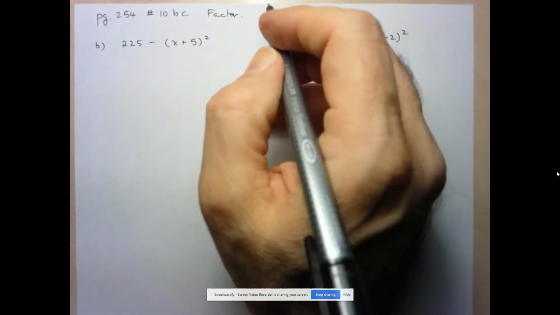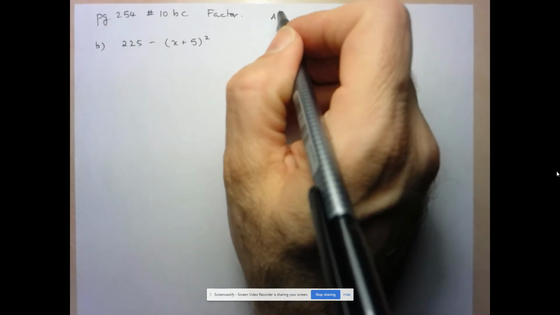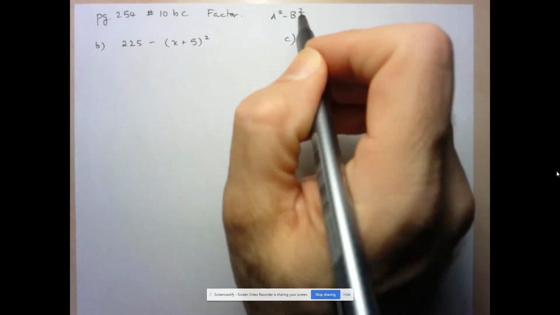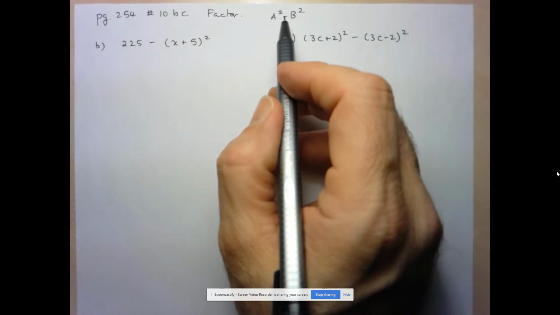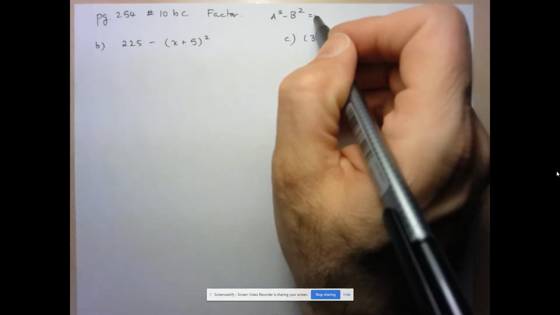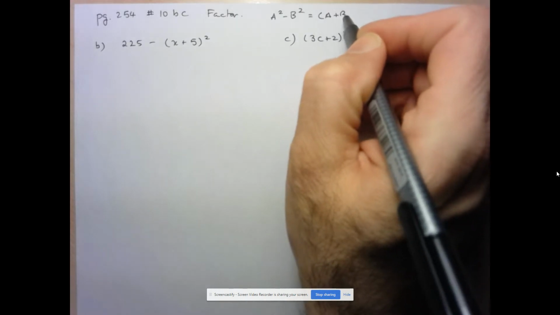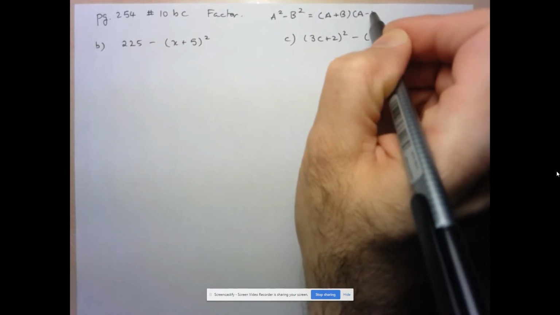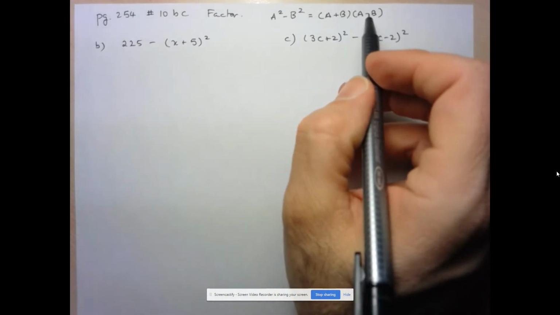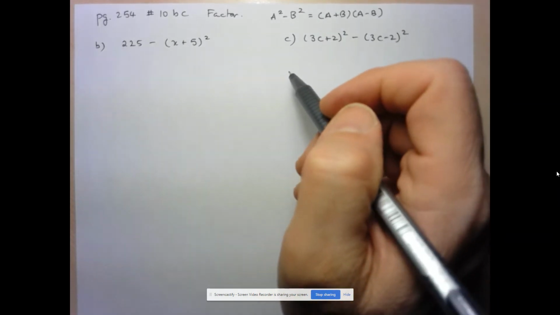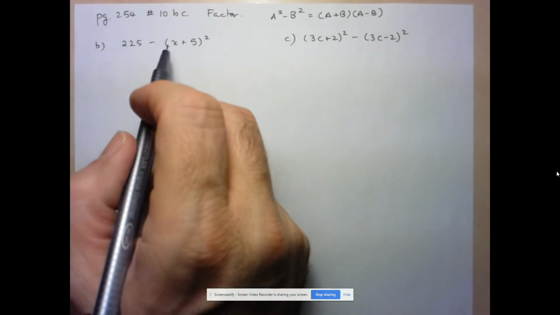So in its most general form, I can say a squared minus b squared. So anytime I have two expressions squared that are being subtracted, this can be factored as a plus b times a minus b. Okay, so in other words, the first plus the last times the first minus the last. All right, so can this be seen as a difference of squares?